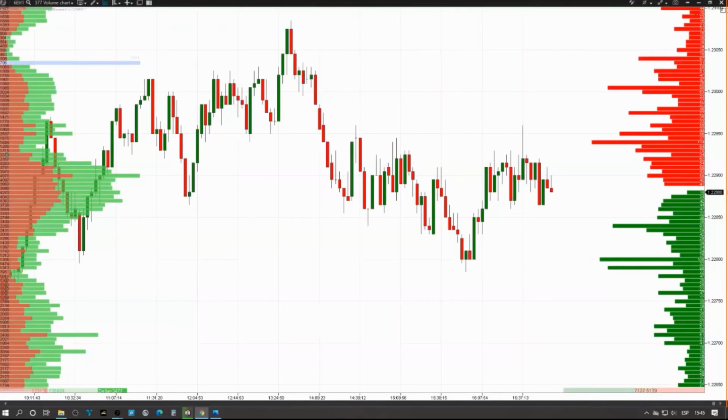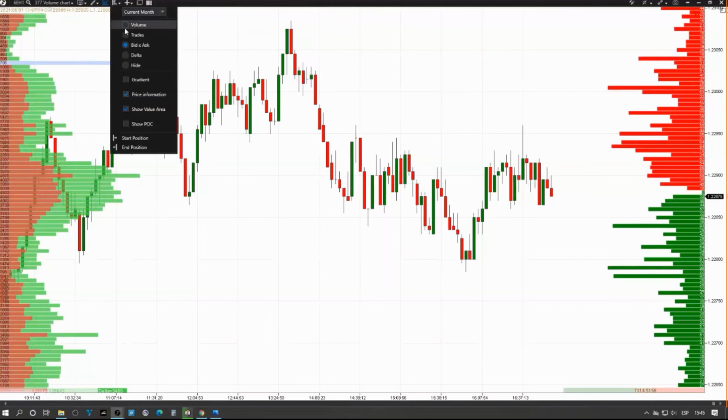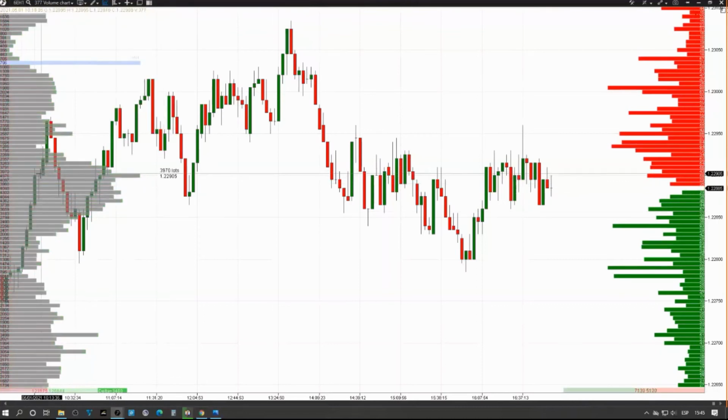So with the horizontal volume, we can see at which price. For example, here you can see this bar is longer. Sorry, this is the bid and ask. Let me just switch to volume. You can see the volume here is bigger.